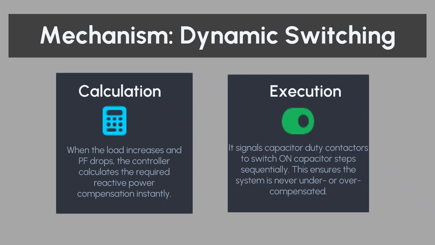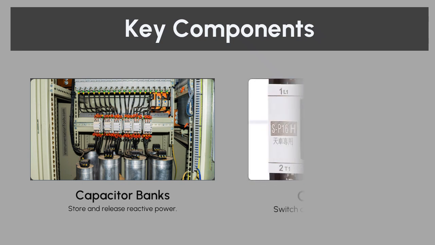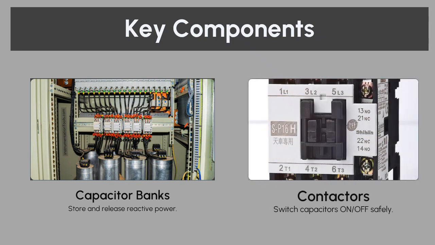Key components. A functioning APFC panel relies on three main physical elements: the APFC relay we just discussed, the capacitor banks, which are the source of the necessary leading reactive power, and the robust contactors, which serve as the switching mechanism, safely connecting and disconnecting the capacitor steps hundreds of times a day as load conditions change.